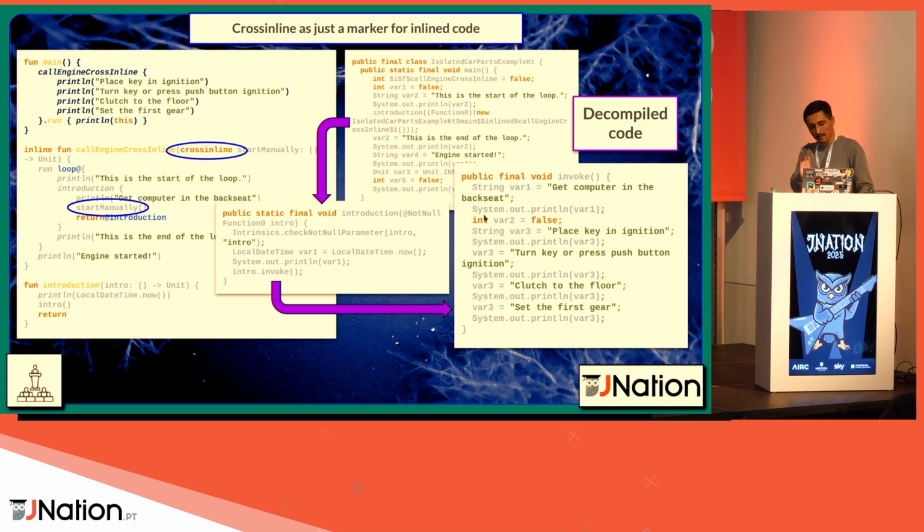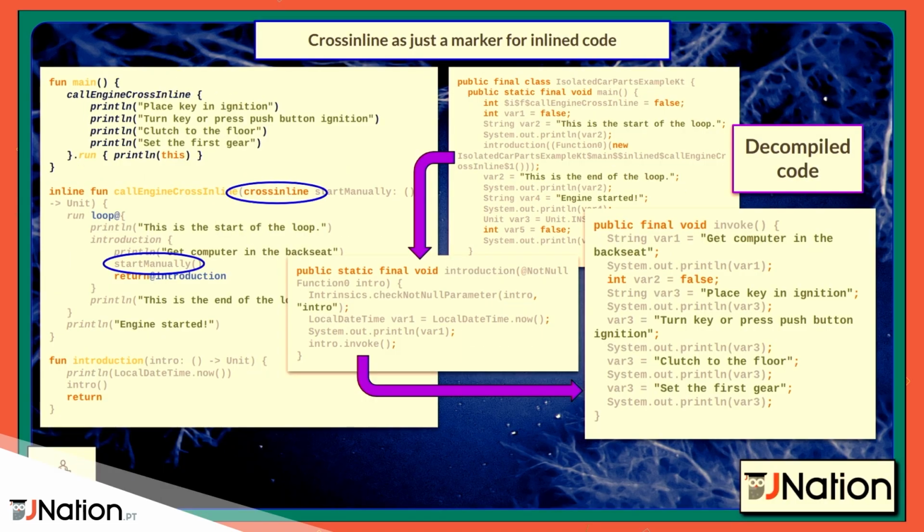But this would happen whether we used crossinline or not. The confusion started when we were using crossinline. Why would we need crossinline, and what is the point of this? Because if we are using callEngine with inline there, then startManually should automatically be inline as well. So what was this crossinline for?